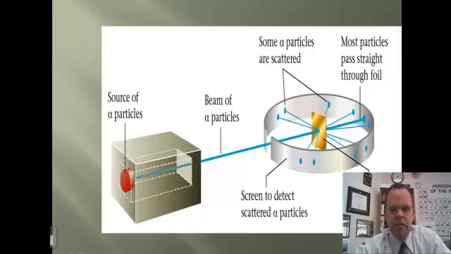So basically, here's a little diagram of the experiment. You have the source of alpha particles, a beam of particles created. You put a screen around the gold foil, and the particles are shot towards the gold foil. And we see the way the particles interact with the individual atoms of gold.